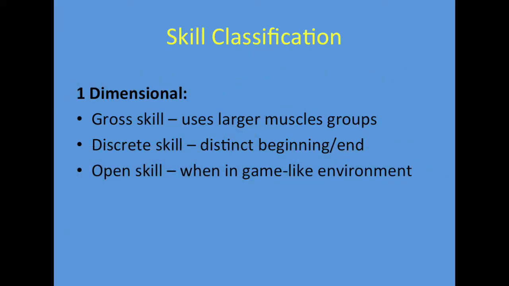When classifying a netball shot, we need to first consider the three main aspects of the one-dimensional skill classification. Firstly, this particular skill is considered more a gross skill than a fine skill, as it uses larger muscle groups in order to be well executed. Secondly, this skill is a discrete skill, meaning it has a distinct beginning and end. And lastly, this skill is more of an open skill, particularly in a game-like situation where the environment is more unpredictable and unstable.